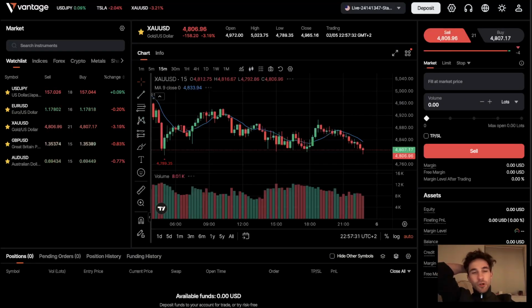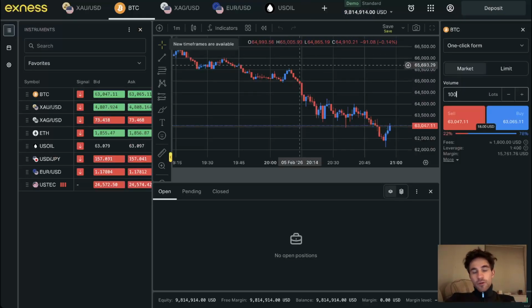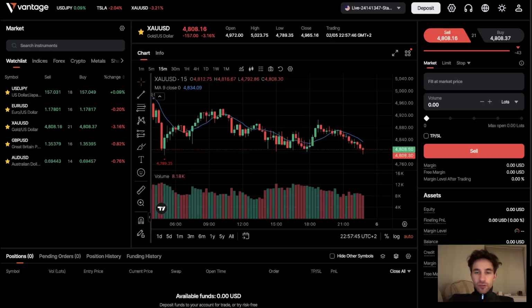Vantage, I actually prefer a lot more. This reminds me kind of Binance, if you've ever traded cryptocurrency. I just like the layout a little bit more. It's not a crazy difference, but actually trading on both of these platforms, I do prefer Vantage a lot more.